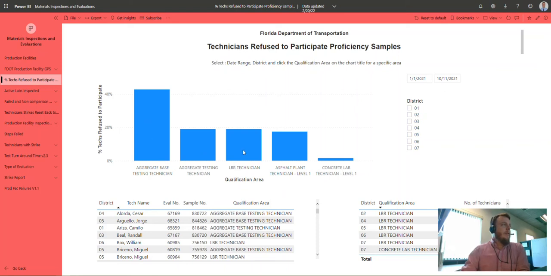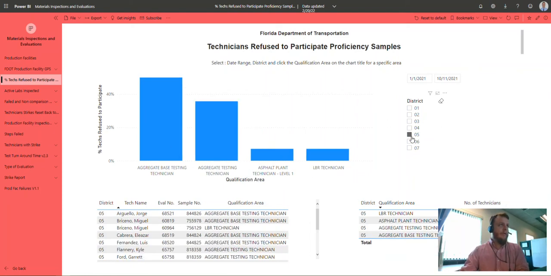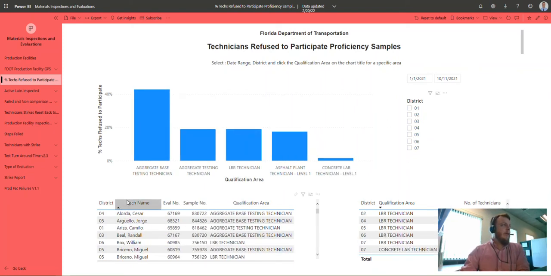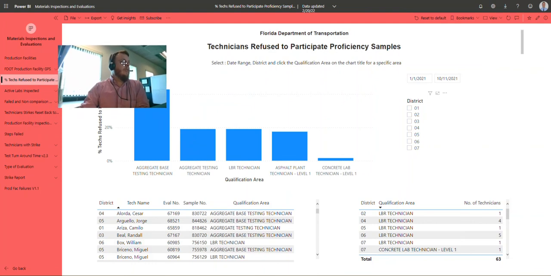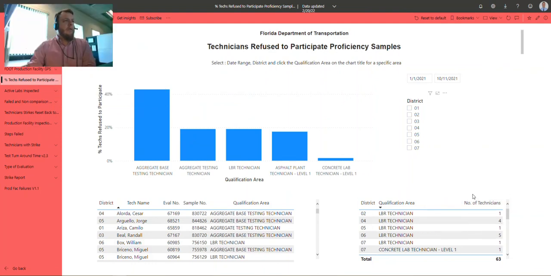Again, this breaks it down by qualification area. You can look over any given time period and then filter it out by district as well. And again, this just tells you who those folks were, what the evaluation was, and which area that they did not participate in. This little table here gives you a number of technicians by district who didn't participate.